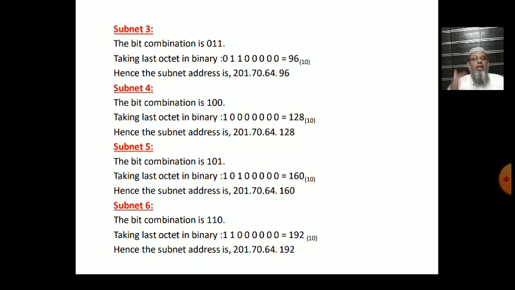Again, I am repeating again and again. Taking the last octet in binary, 101 and 5 zeros is equal to 160 in decimal. Hence the subnet address is 201.70.64.160. Subnet 6, the bit combination is 110. Taking the last octet in binary, 110 and 5 zeros is equal to 192 in decimal. Hence the subnet address is 201.70.64.192. So this is the address of the 6th subnet.